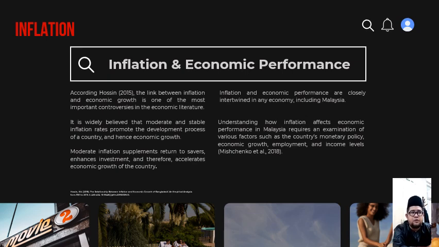Inflation and economic performance are closely intertwined in any economy, including our country, Malaysia. According to Mischenko et al. 2018, understanding how inflation affects economic performance in Malaysia requires examination of various factors, such as the country's monetary policy itself, the economic growth of the country, the employment status, and also the income levels of society in that country.